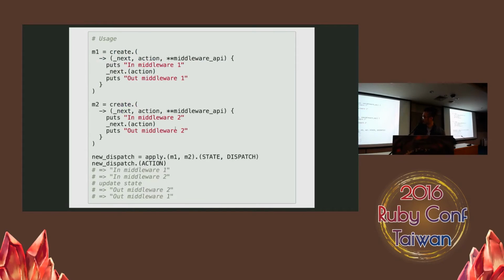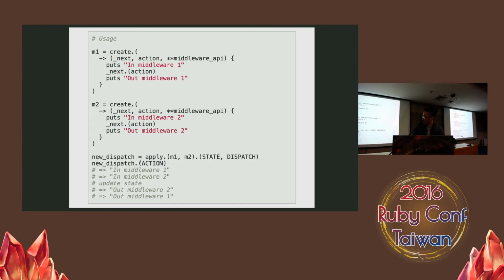So this is usage. I can create two different middlewares, right? And then I just apply these two middlewares, and assign that into another variable, new dispatch. And then if I use this dispatch, things behave differently. Previously, the dispatch would just apply to the reducer, right? But now it has to go through these middlewares.